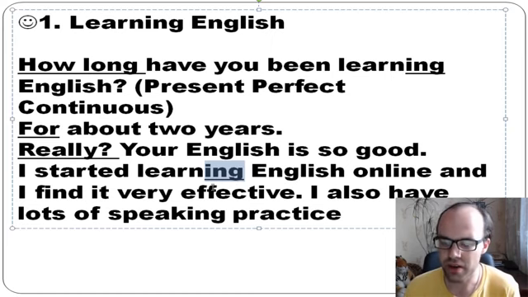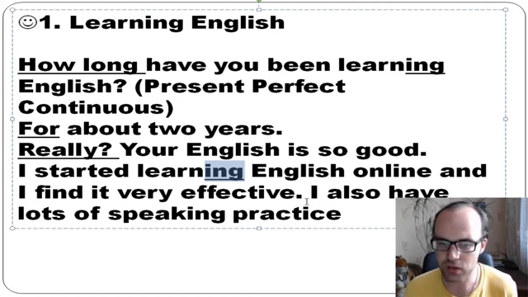Okay, and I find it very effective. It means very good. I think it's very good. I find it very effective. Yeah, so it's a very nice phrase. So you can, for example, write in the comments below, I find your lessons amazing, or I find your lessons very effective. It means that your lessons are amazing. It means that your lessons are very effective, okay?